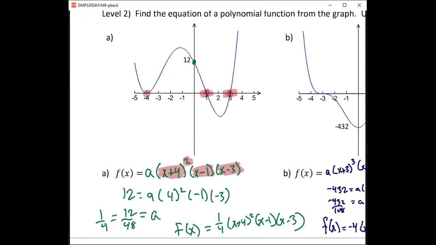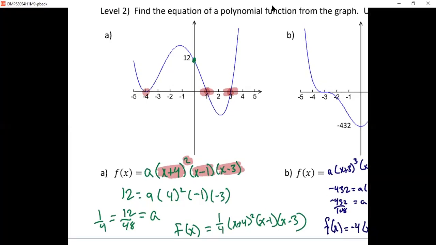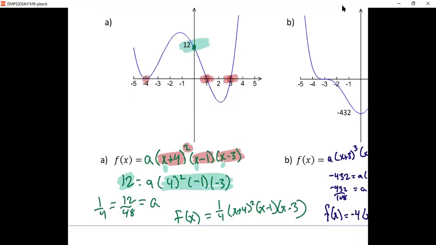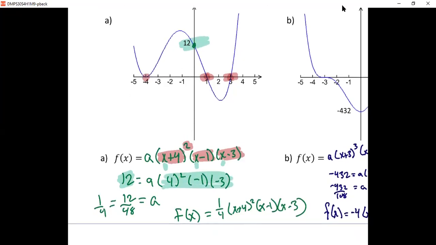And so now that we have this set up in intercept form, just like what we had with quadratics, we say, okay, we have our general equation, but we are going to use the additional point that they give us. That additional point is the y-intercept. So when we plug in 12 for y and 0 for all the different x's, we will set this up so we can then solve for a. And in this case, we will get a equals 1/4.